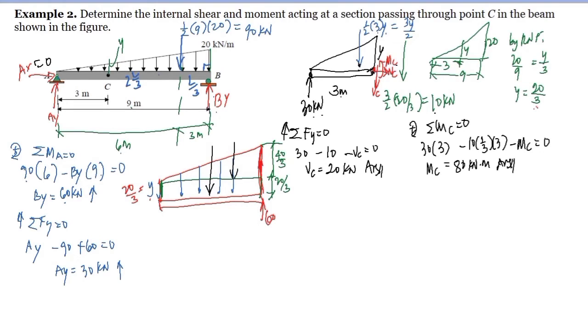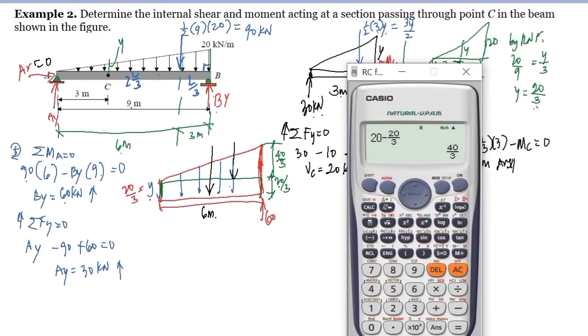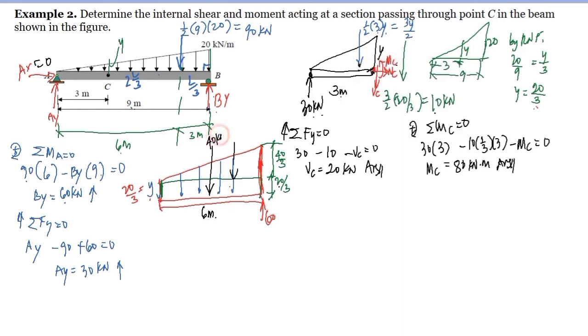Of the section, as you can see here, this is 3 meters and the total is 9 meters, so meaning this section to the right is 6 meters in length. And for the resultant of the rectangular load, it is just the area of the rectangle. The height is 20 over 3 and the length is 6 meters. So 6 times 20 over 3 is equal to 40 kilonewton.